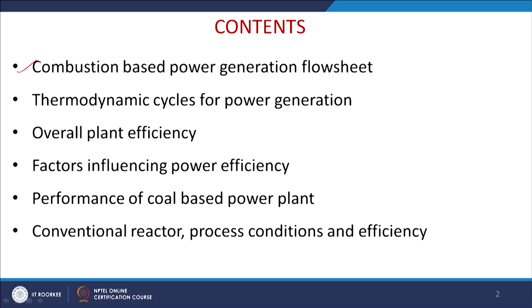So, in this module we will be discussing what the flow sheet and the mechanism for the production of electricity in a thermal power plant are, what its efficiency is, what the thermodynamic cycles are and what type of reactors are used. The contents are: combustion based power generation flow sheet, thermodynamic cycles for power generation, overall plant efficiency, factors influencing power efficiency, performance of coal based power plant, and conventional reactor process conditions and efficiency. Now, we will see the conventional flow sheet.